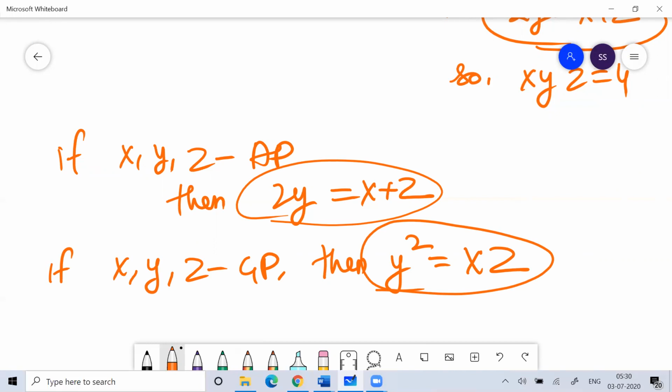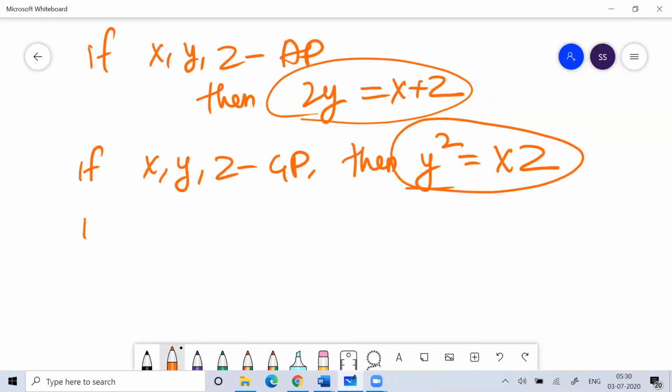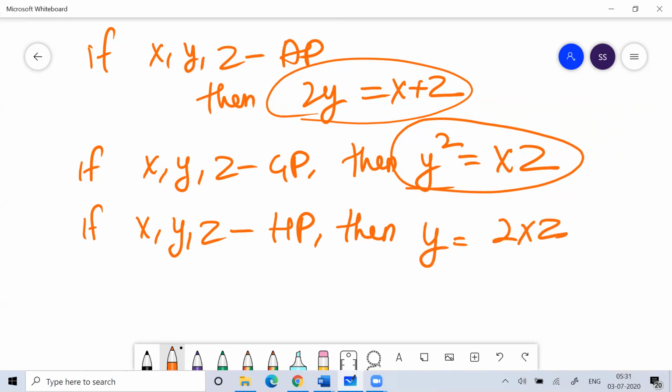Similarly, if I'm saying that x, y, z are in HP, then you have to understand the concept that y is equal to 2xz divided by x plus z. So once you understand this gradually, solving problems is not at all a big thing for you. You can easily solve the problem.